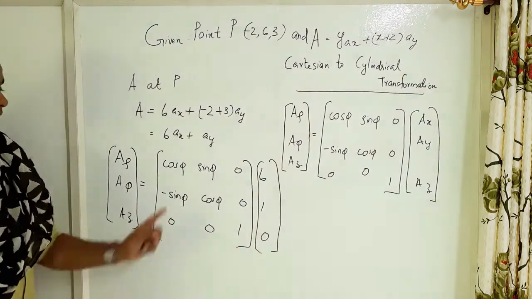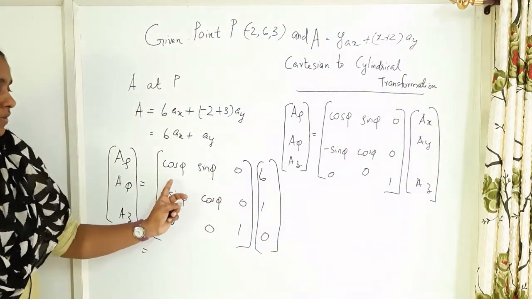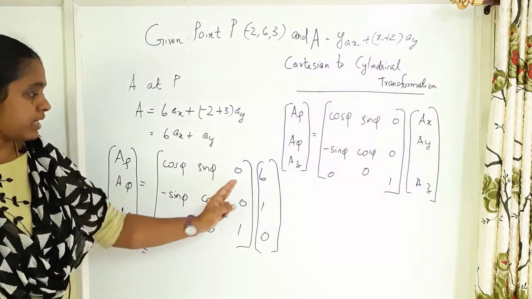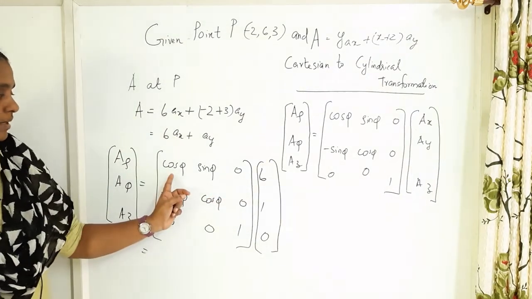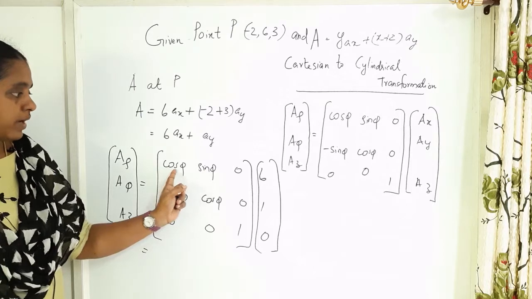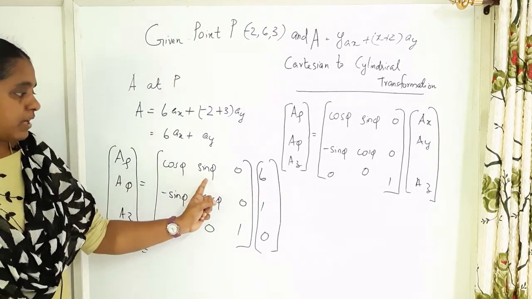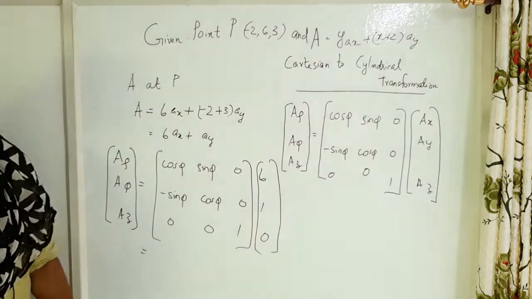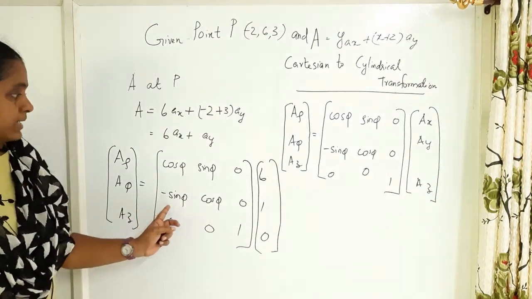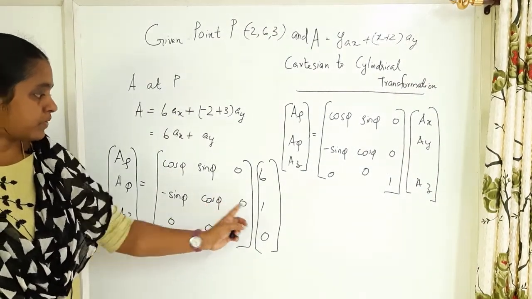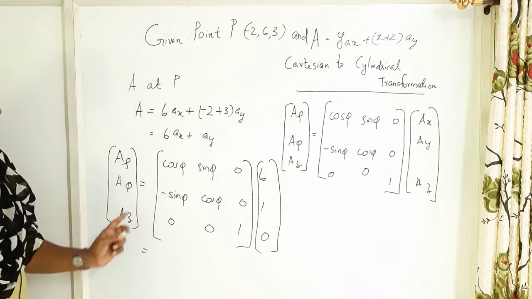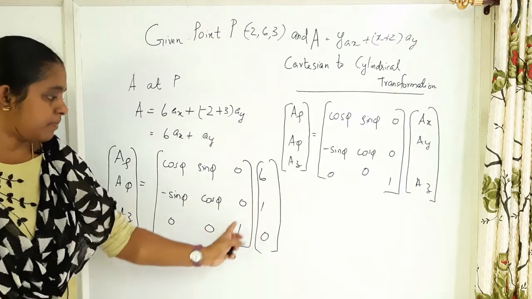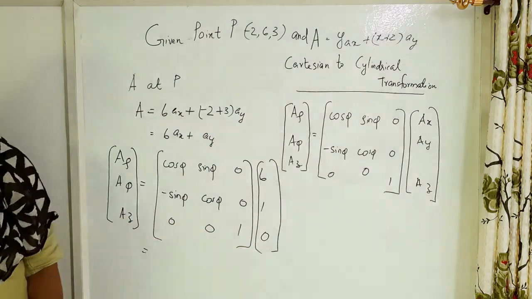So we can multiply this matrix and we can find the answer. In matrix form we can write this one and multiply this matrix. Cos phi into 6 plus sin phi into 1, this is 0, that will be the a rho. Then minus sin phi into 6 plus cos phi into 1 will be the a phi. Then az will be 0 into 6 plus 0 into 1 plus 0. So the az will be 0.